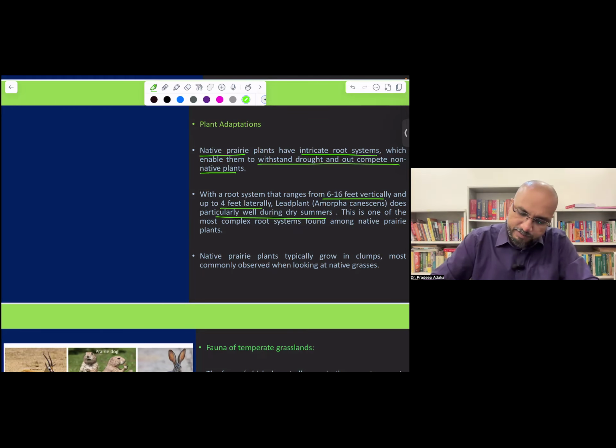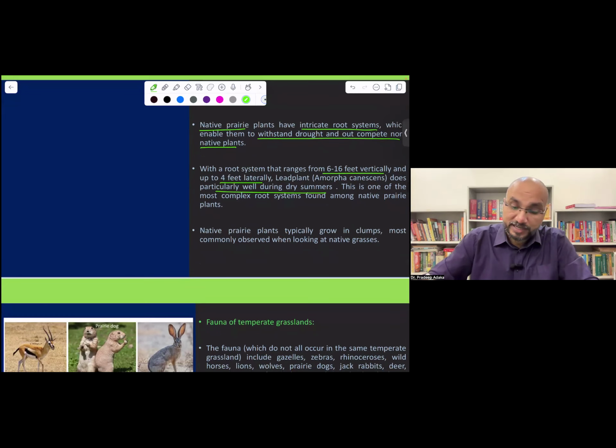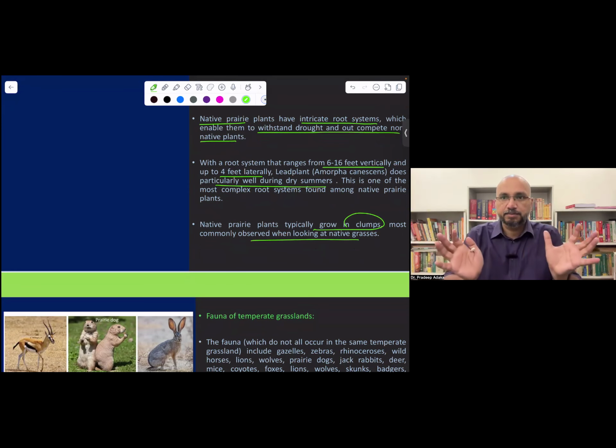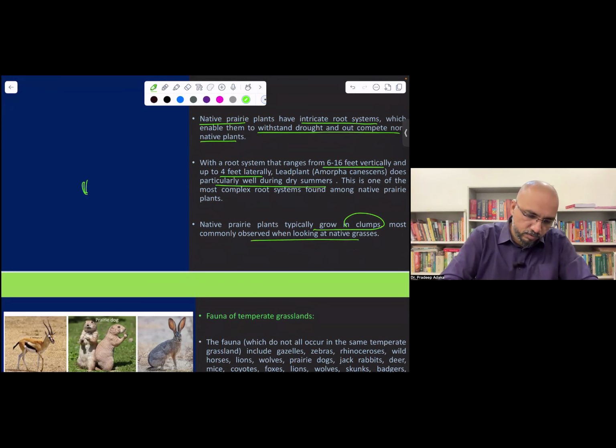Native prairie plants typically grow in clumps. Native grasses grow in clumps. You will find one clump like this, then another clump here. They grow in clumps like this.